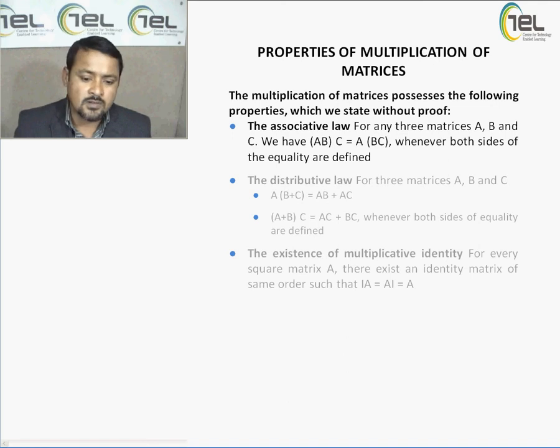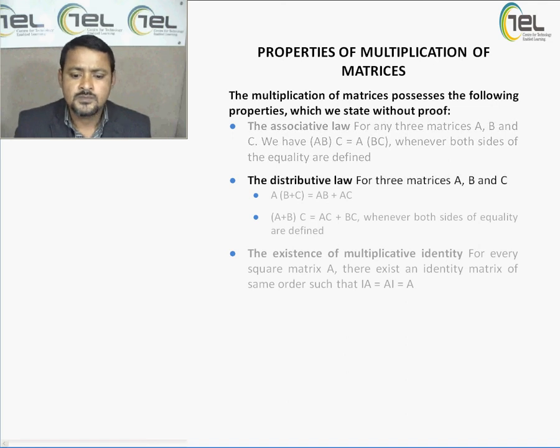The distributive law is almost similar as the multiplicative number. A plus B multiplied by C is equal to AC plus BC, where both the sides are equally defined.